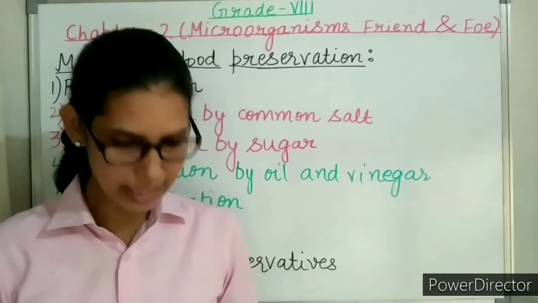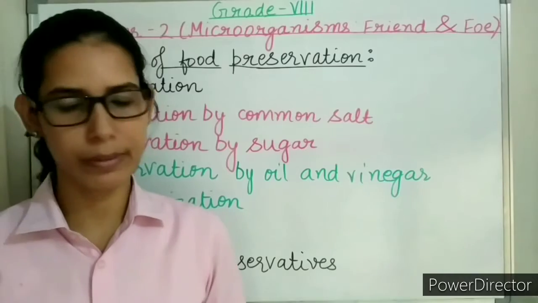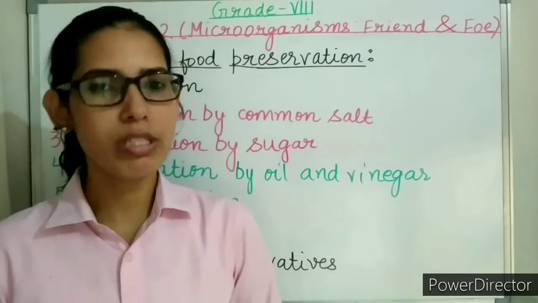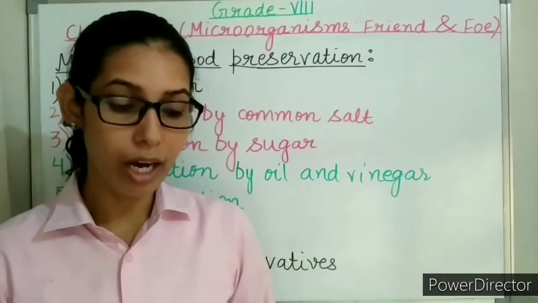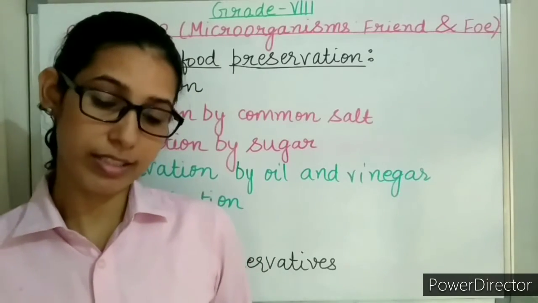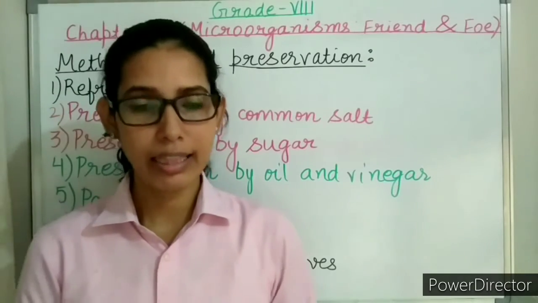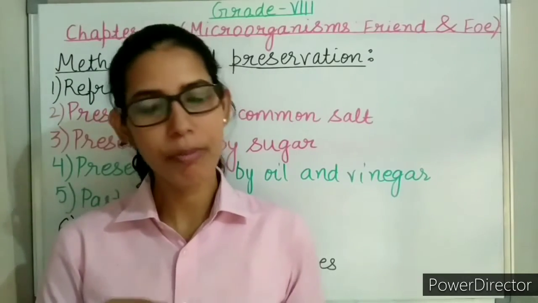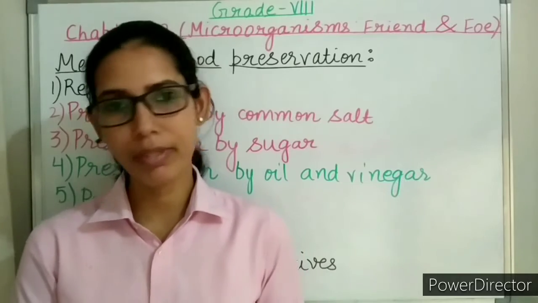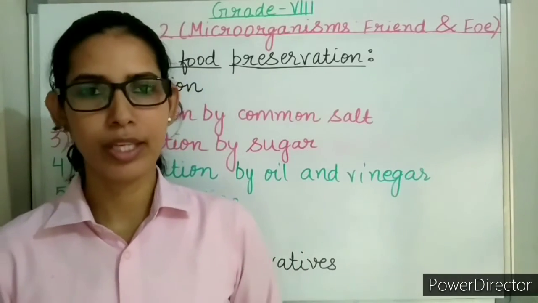Now starting with the short answer type questions. The first question is, how does a vaccine work? When disease-causing microbes enter our body, in response our body produces antibodies to fight those microbes and kill them. And these antibodies, once formed, remain in our body, and our body remembers how to fight these microbes if they enter again.